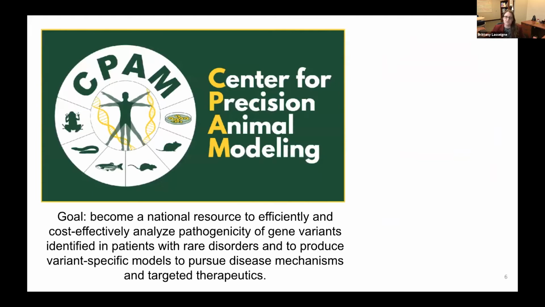But as I indicated, today I'm going to use my time to introduce you to a brand new program here at UAB, the Center for Precision Animal Modeling. It's a recently funded U54 with the goal of becoming a national resource to efficiently and cost-effectively analyze pathogenicity of gene variants identified in patients with rare disorders and to produce variant-specific models to pursue disease mechanisms and targeted therapies.